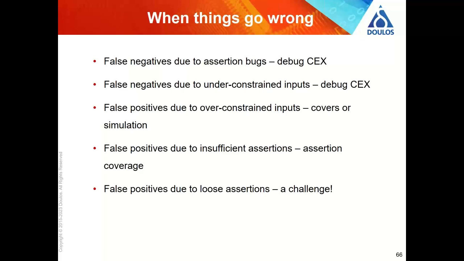So if things do go wrong, we've got this counterexample that we need to debug. Okay, so things that can cause problems: we get false negatives resulting in the counterexample. That could be due to unconstrained inputs. Overconstrained inputs give us false positives. Similarly, we can get false positives if we don't have enough assertions. So maybe we haven't written all the properties, so we're not covering all those points in the state space that we need to. If you've got assertions which are perhaps not testing what they should be, maybe they're perhaps too broad, then that can be a lot harder to debug.